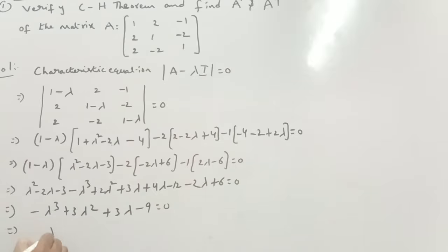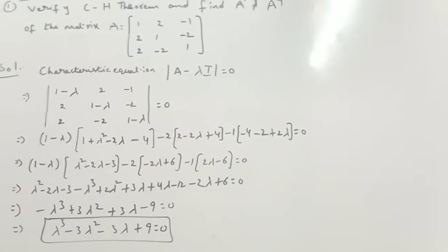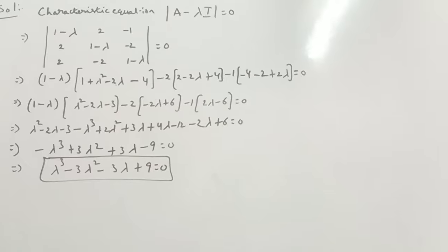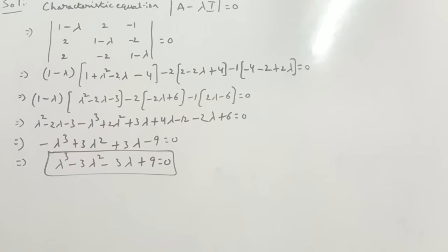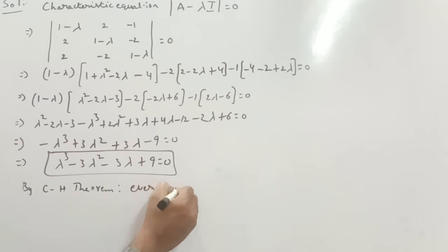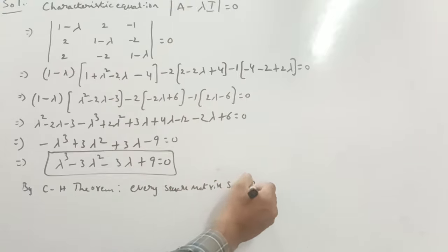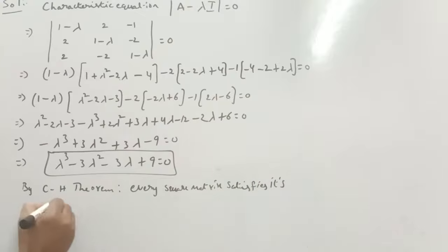Correct. So multiply by minus, what I get here: lambda cube minus 3 lambda square minus 3 lambda plus 9 is equal to 0. This is the characteristic equation. Now what does the Cayley-Hamilton theorem say? Cayley-Hamilton theorem says every square matrix satisfies its own characteristic equation. That you have to write here. So therefore by the Cayley-Hamilton theorem, every square matrix satisfies its own characteristic equation.